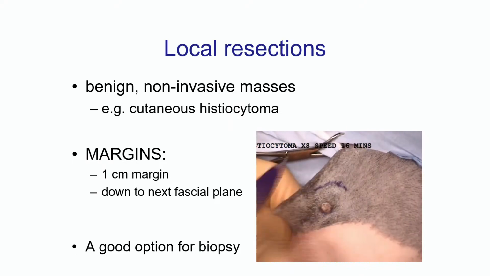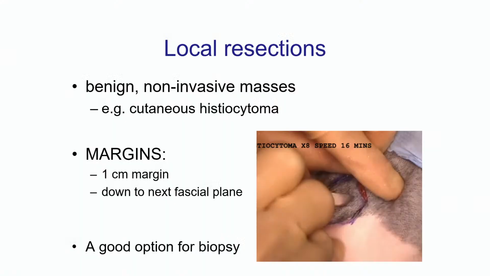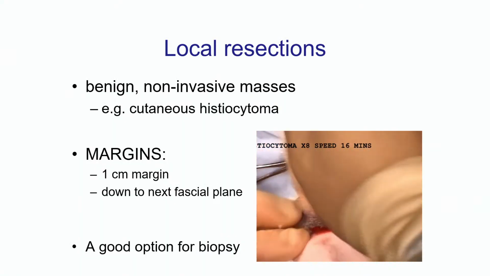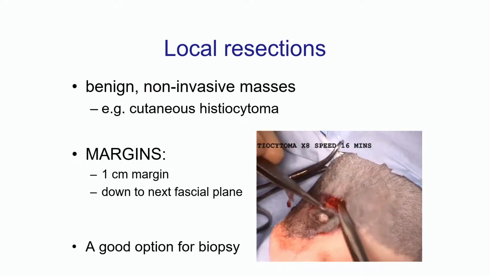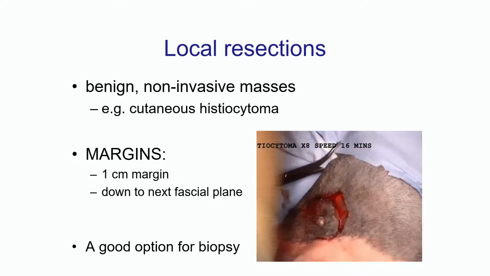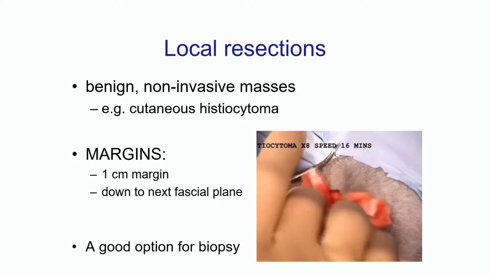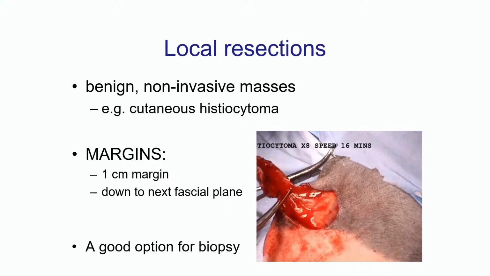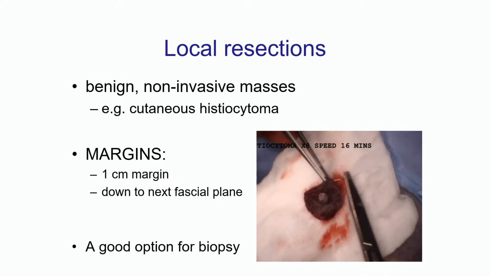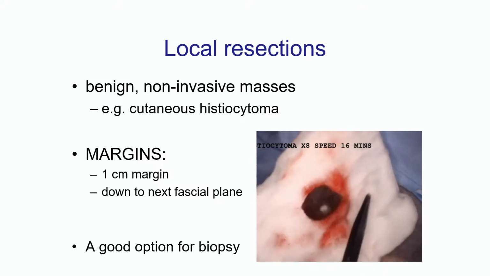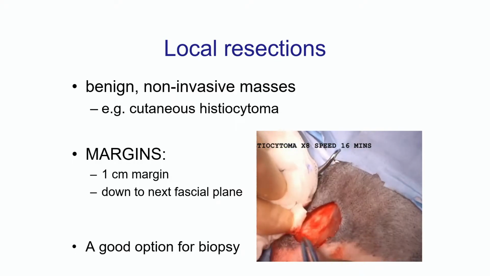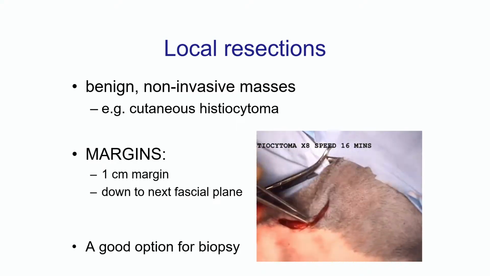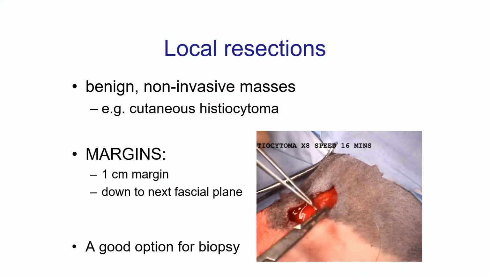So the next group is the local resections, and these are the ones we would reserve for the more benign masses. So the histiocytoma is a great example. Mammary tumors are also a great example. The basic surgical approach to a mammary tumor is to remove it, essentially just with a 1 centimeter margin around the mass and going down to the next fascial plane, but not through it. So for these benign tumors, that approach is likely to be curative, and taking more tissue is unlikely to improve the outcome at all. So it's a really good option.